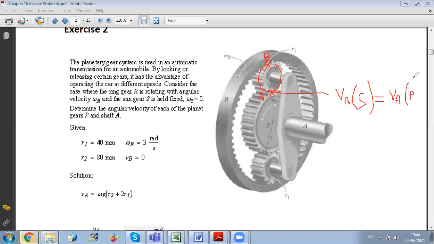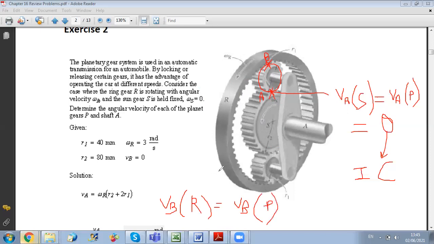And since the sun gear is fixed, then we can say simply that the velocity of this point is 0. So now we know the velocity of point A, and since it's 0, this is the IC. This is our instantaneous center. Now, concerning point B, it is in contact with the big gear. So we can write that the velocity of point B as a point of the big gear is equal to the velocity of point B as a point of the planetary gear P.